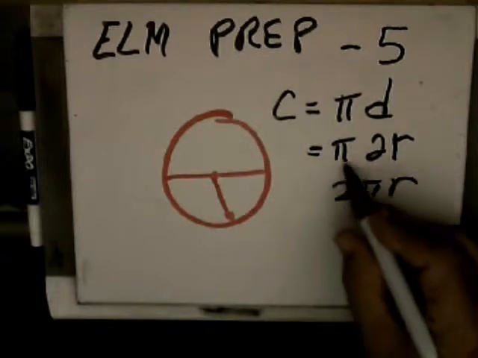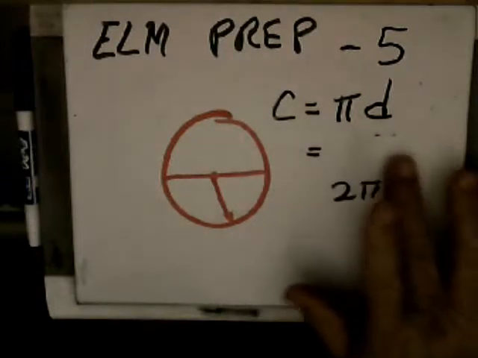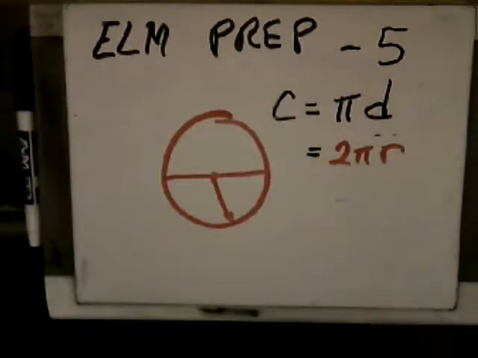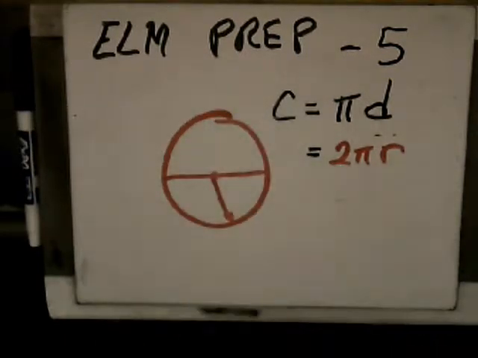2 is just a constant. They're all multiplied, so either way is perfectly fine. Most often you say 2 pi r, it just sounds better than pi 2r. So we'll just go with the 2 pi r because it sounds better. All right, so circumference, again, is distance around or perimeter. It's the round version, the circular version of perimeter.